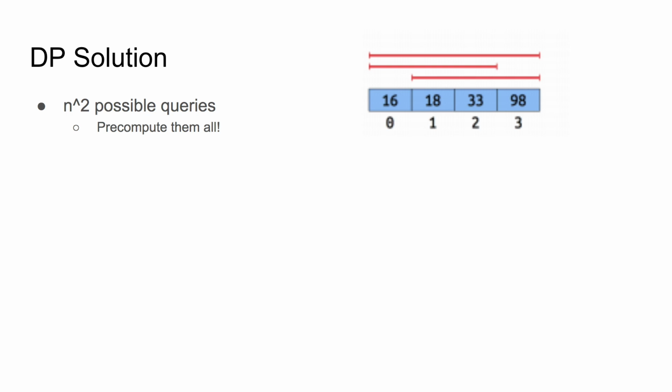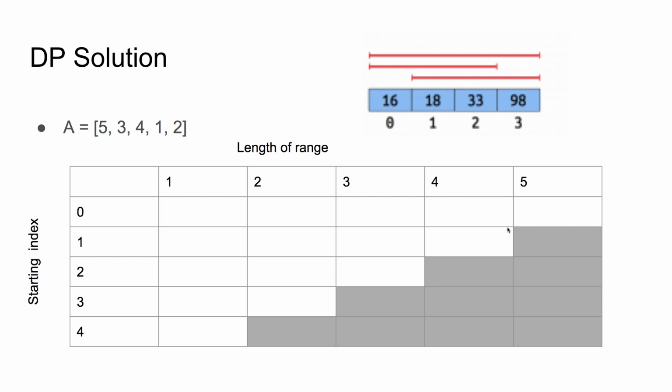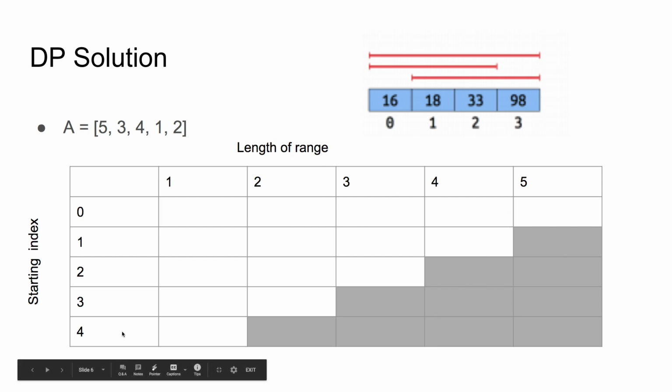We're going to build up our DP table here. These elements are grayed out because you can't have a range starting at 4 and going to 2 in length.